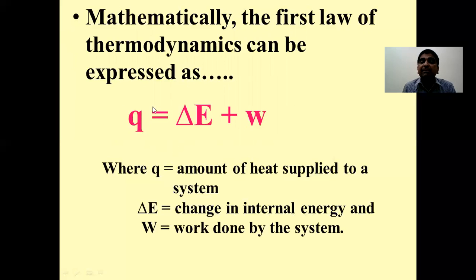So when we supply a particular amount of heat to a system, it is used for two purposes. First, that system will try to change or increase its internal energy. And once the internal energy has been increased, it will try to do some work on its surrounding. So, the first law of thermodynamics is mathematically expressed as Q is equal to delta E plus W. Amount of heat supplied to a system is equal to change in internal energy plus work done by the system.